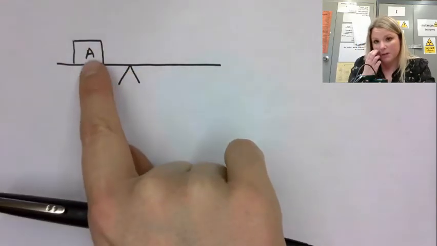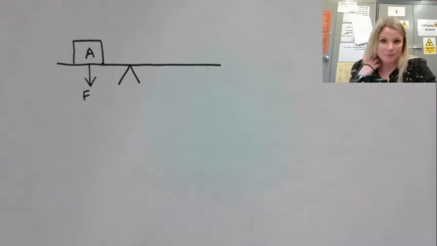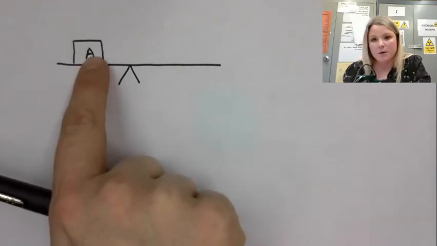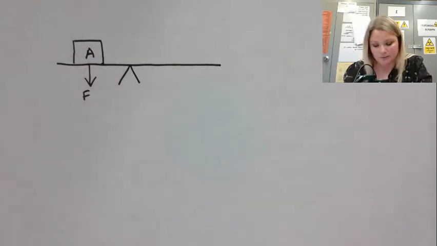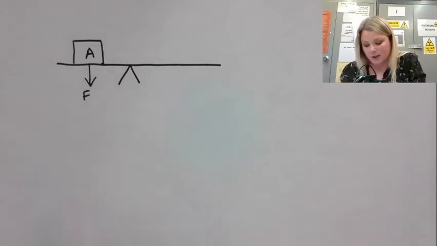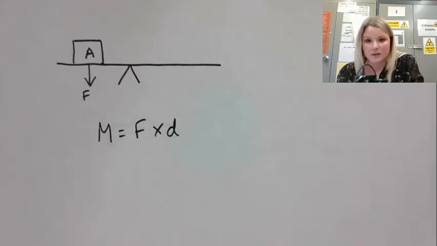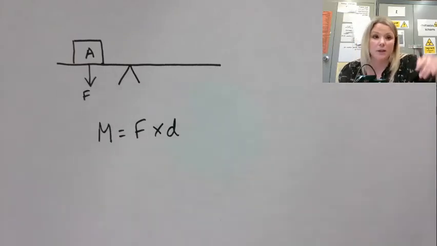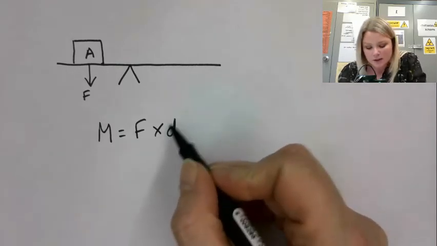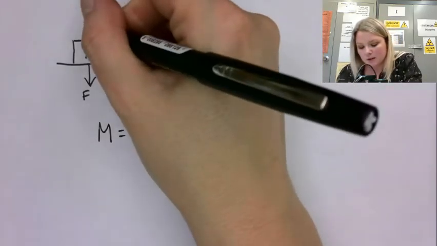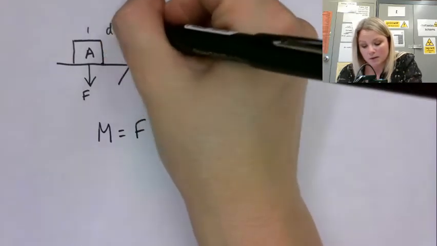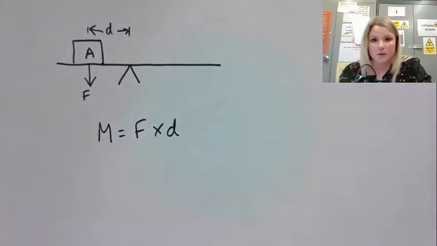So we would say that this object A is creating an anti-clockwise turning effect, or the other word for turning effect would be moment. So this box A would be creating an anti-clockwise moment. So what we're going to be looking at today is actually calculating that moment. Okay, the equation that we use for that is moment equals force multiplied by distance. So the force is just the force that's being applied, and that can either be the weight of an object or it can be something pushing with a certain force, and the distance is the distance from the object, so in this case from the center of the object to the pivot. So that would be the distance that we are using there.